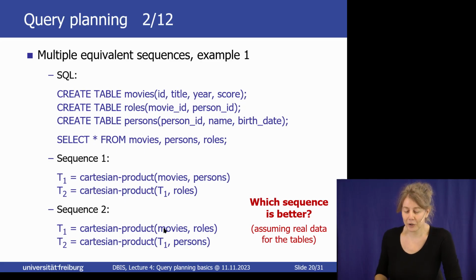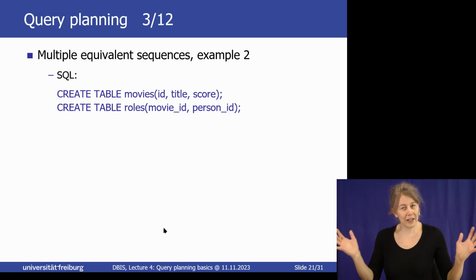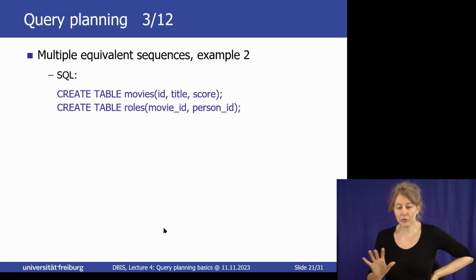And then I think we're all set for the exercise sheet. So here's another one. And it's always 2. There can be more than 2. Now it's just movies and roles.